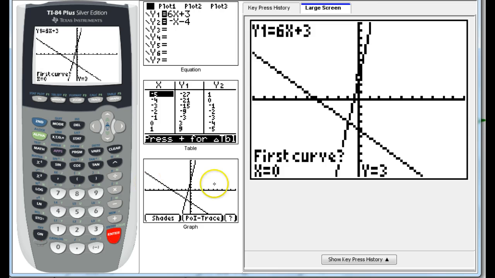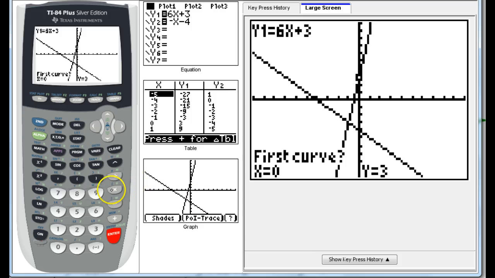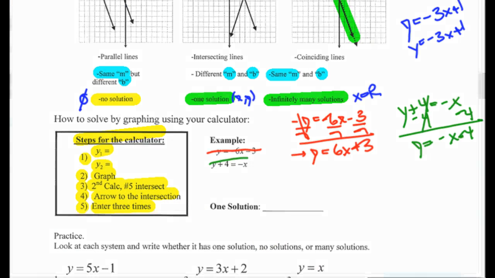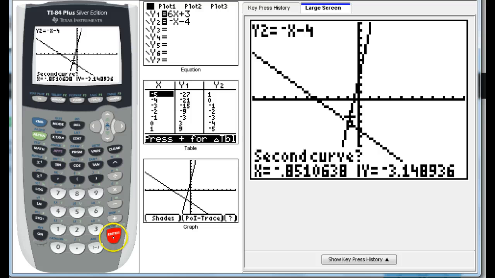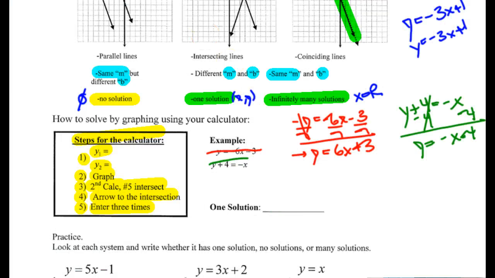Hit enter. And then here's what the direction says now. Arrow to the intersection. So basically, we're just going to try to go as close to this point as we can so the calculator knows, hey, I want to find that point. So, whoops, I'll use my left arrow. Get as close as you can. It doesn't have to be exactly on it. And then the last step says enter 3 times. So I'm going to do enter, enter, enter. The guess, that means give me the answer. And look, there's the exact answer. So the answer here, -1, -3.